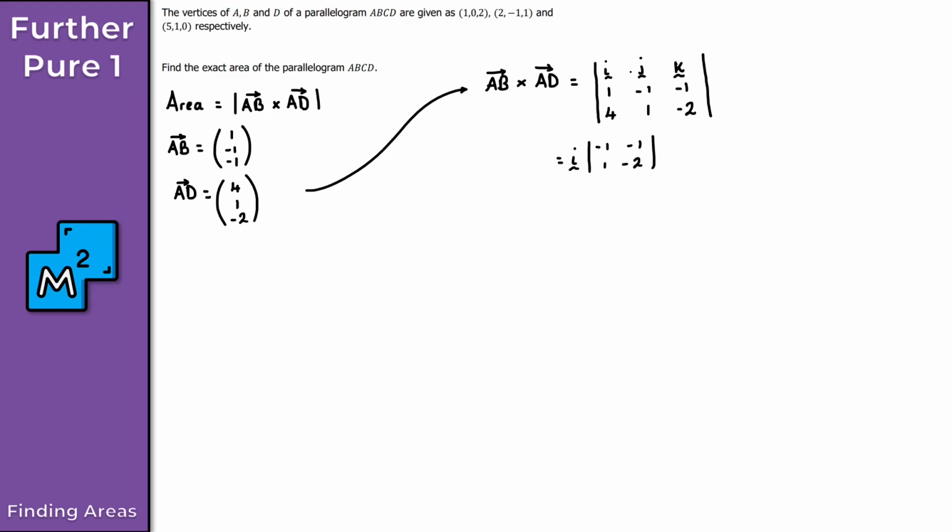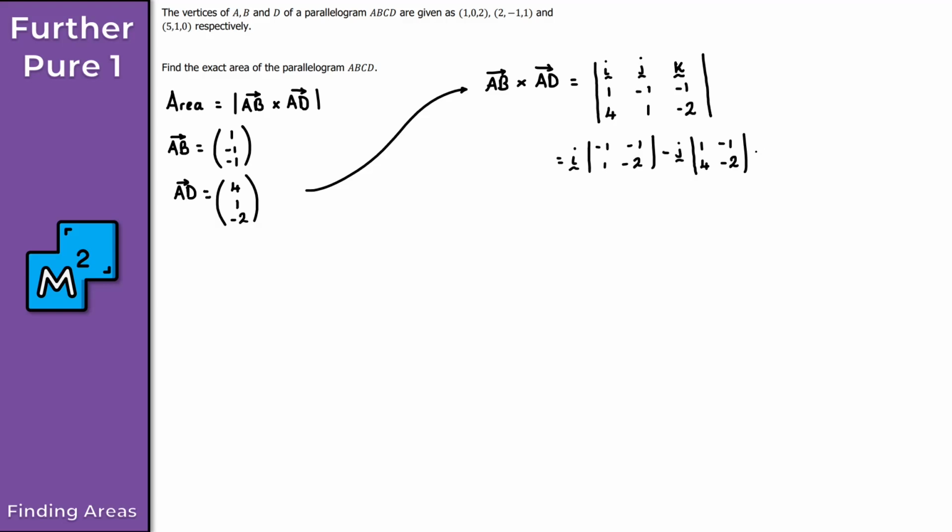We would then get -j here. So it goes plus, minus, plus, and so on, but obviously we're only going along the top row here. So -j. Then we times this by the determinant of the 2x2 matrix left over once we delete this row and this column. So I get 1, -1, 4, and -2.